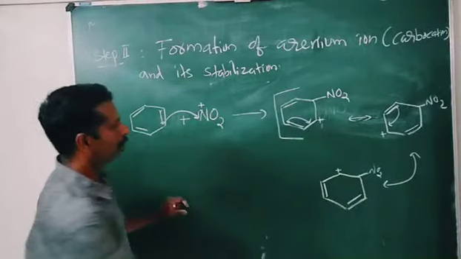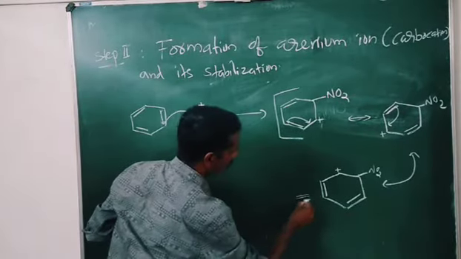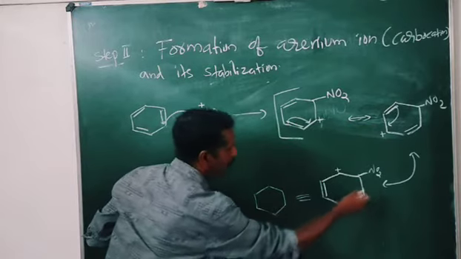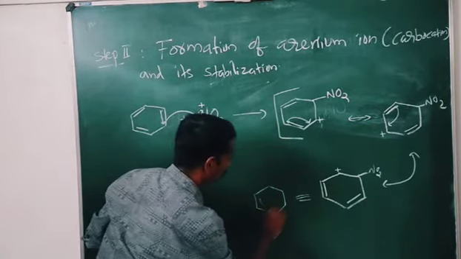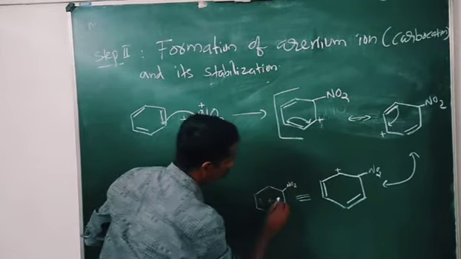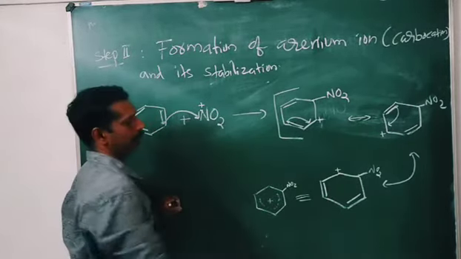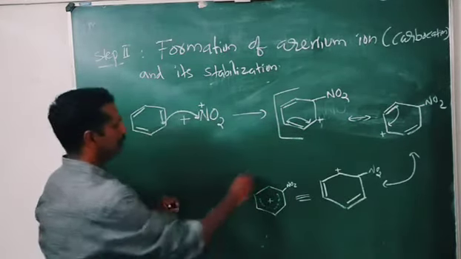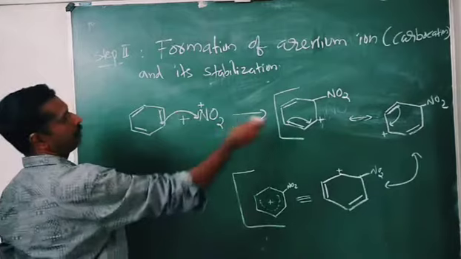Or this can be represented like this. Since the positive charges keep on moving, delocalizing, you can show like this. Here it is NO2. You can show like this. Here is the positive charge because the ring is getting a positive charge. This is the resonance stabilization of arenium ion.